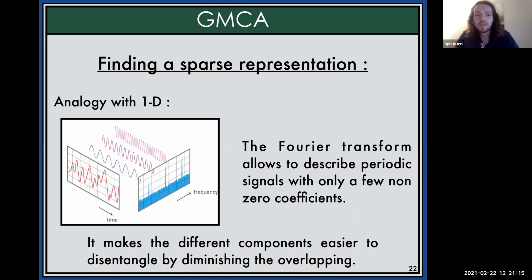A good analogy to understand it would be with the Fourier transform. If you want to disentangle 3 periodic signals, you won't do it in the real space because there are an infinity of non-zero coefficients, and it will be really messy. But if you go in the Fourier space, you have only 3 non-zero coefficients, so it will be really easy to disentangle these 3 periodic signals. And then once it's disentangled, it's easy to go back to the real space.